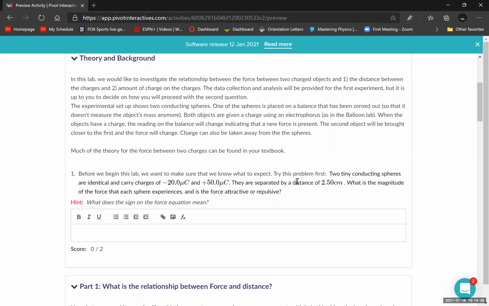So you're given two charges, negative 20 microcoulomb and 50 microcoulomb, and they're separated by a distance of 2.5 centimeters. What is the magnitude of the force on each sphere? Is it attractive or repulsive? Hopefully the pre-lab lecture and the theory will allow you to easily calculate and solve this problem.